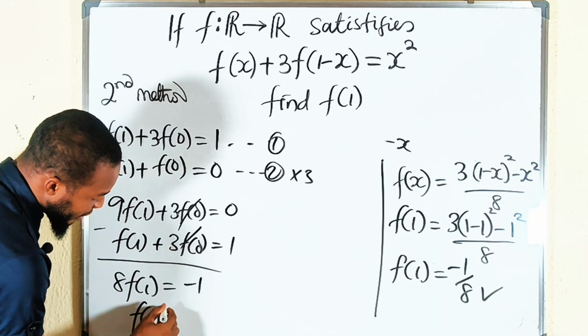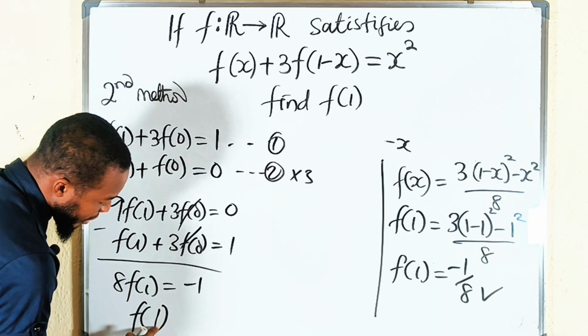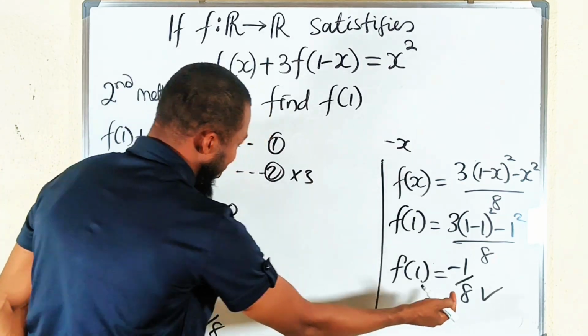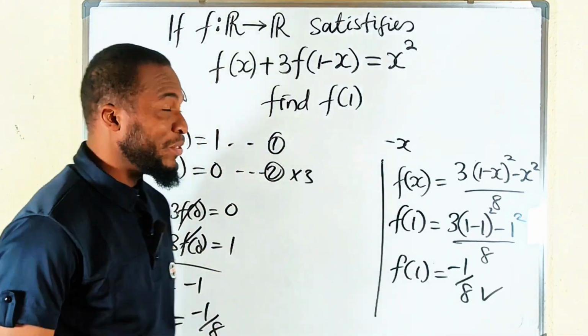f of 1 is now equal to what? Negative 1 divided by 8, exactly as the first method. Yep. So this is just it.